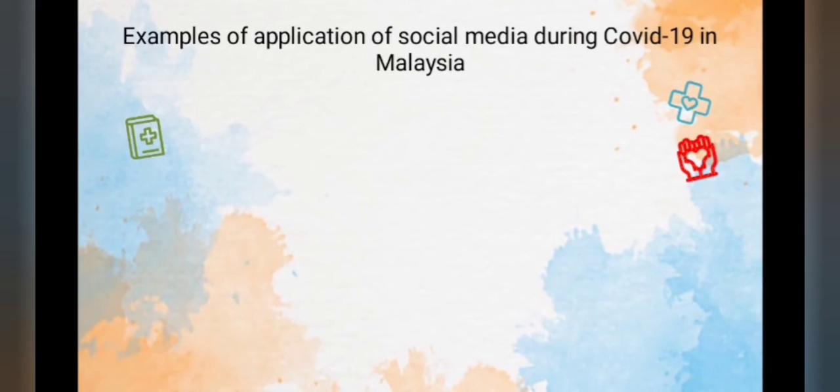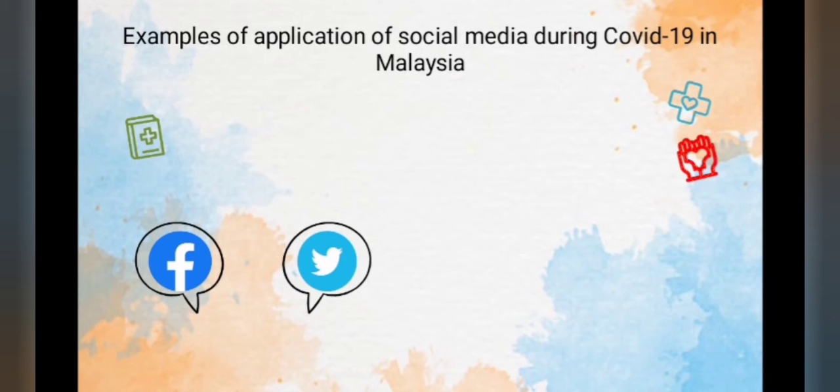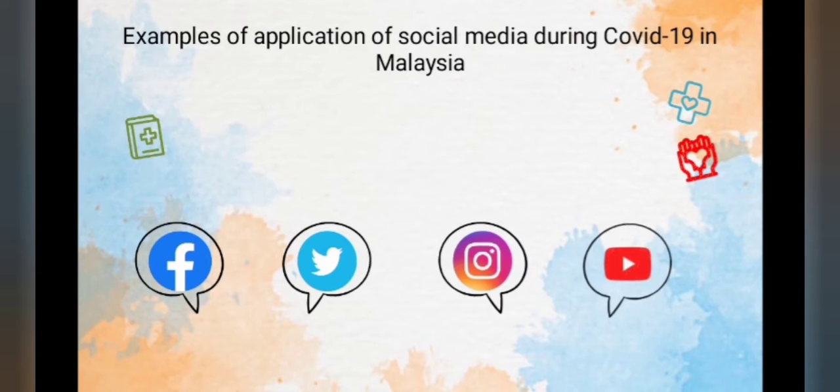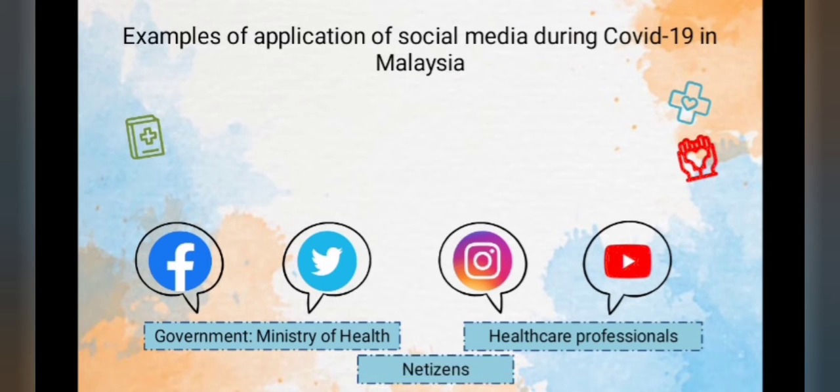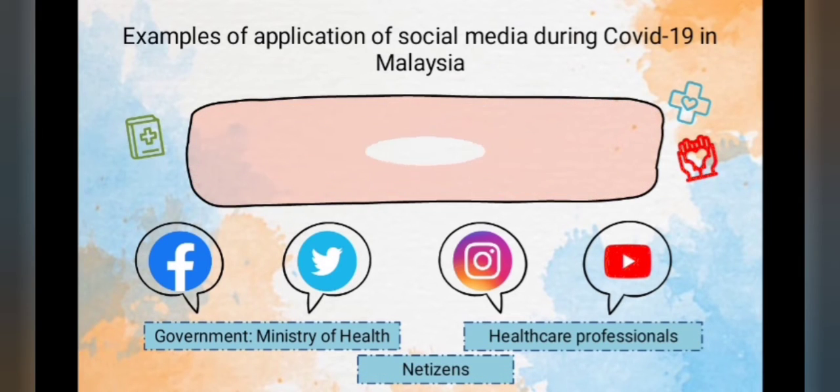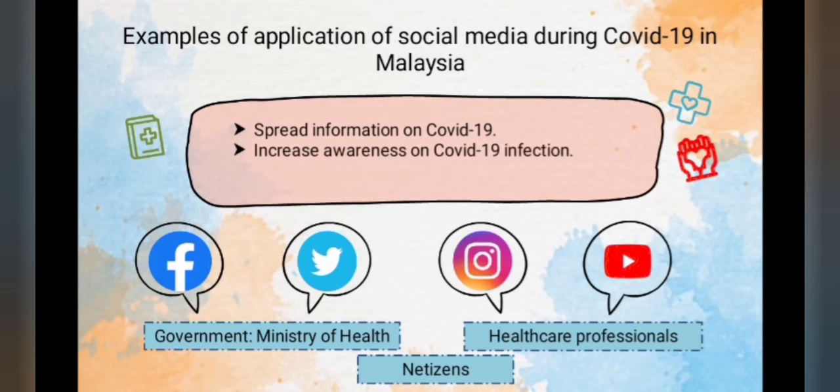Some examples of social media used during COVID-19 in Malaysia include Facebook and Twitter, which are part of social networking platforms, and also media sharing sites such as Instagram and YouTube. These applications are used by government through Ministry of Health, healthcare professionals, and also netizens to spread information and also increase awareness on COVID-19 infection, along with giving moral support to those who are affected by this pandemic.